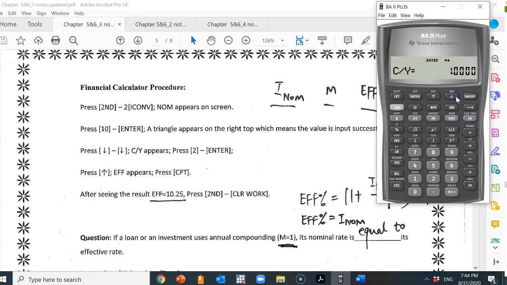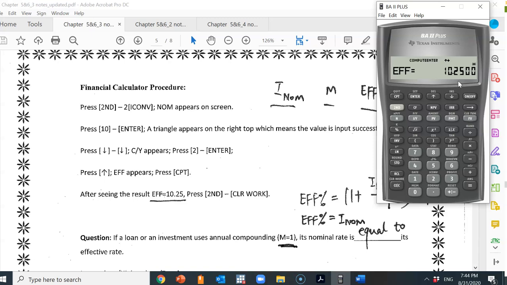So let's press the down button a second time, and we see C/Y, meaning compounding periods per year. Here it's semi-annual compounding, so we input 2. This is our M. 2, enter. Then we press the up button, come back to effective annual rate, and press compute. The calculator tells you that under semi-annual compounding, the effective annual rate is 10.25.